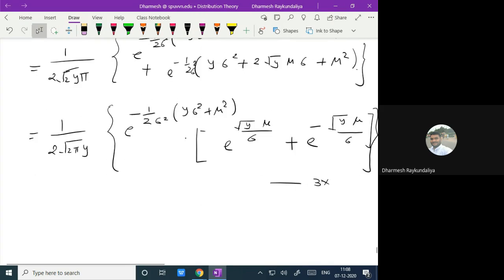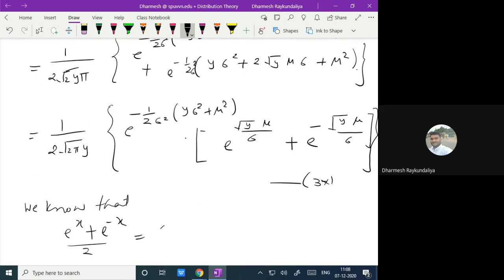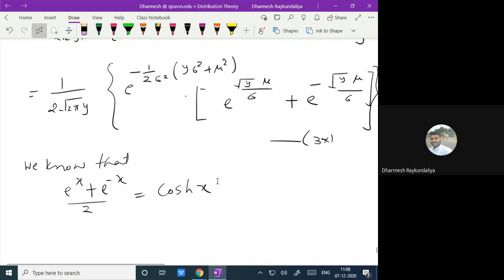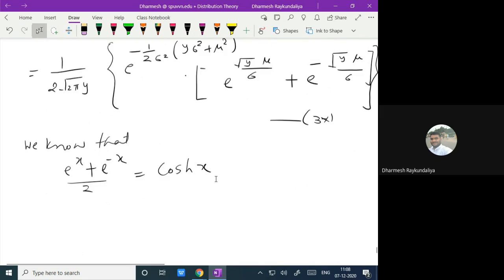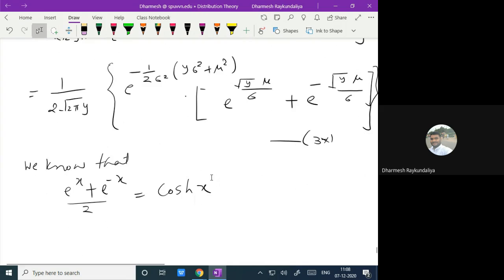We call this 3 star. But we know that e raised to x plus e raised to minus x by 2 is nothing but cos hyperbolic x. Okay, it is cos hyperbolic x. That we will not use right now, later on we will use.